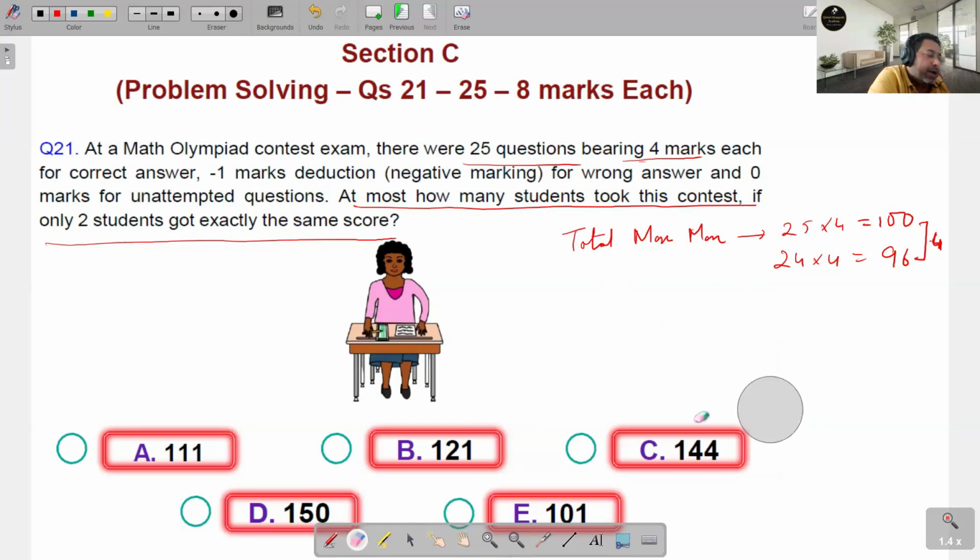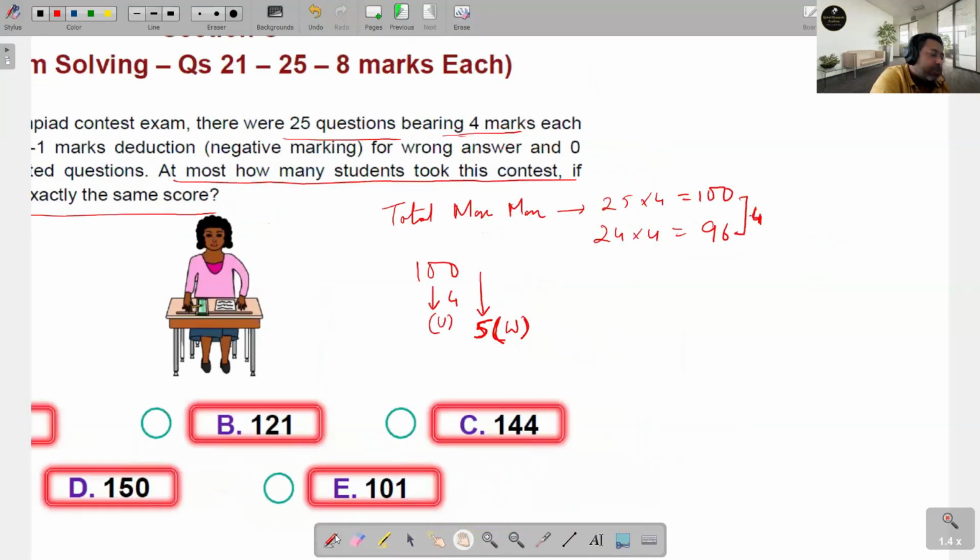So from a score of 100, assuming all are correct, one can go down by 4 or one can go down by 5. 4 in the case of unattempted and 5 in case of being wrong. Now let's see what all scores are possible from 100. Is a 99 possible? 99 is not possible. 98 possible? It's not possible. 97 possible? Not possible. 96 possible? Yes, possible. We saw this. So three are not possible for sure. What about 95? Yes, possible.